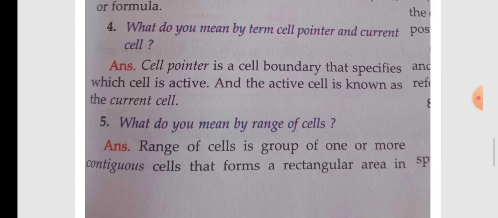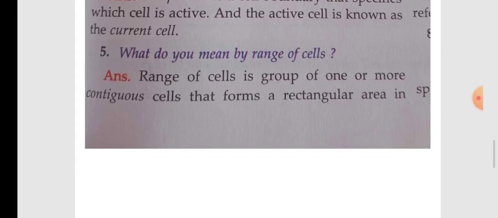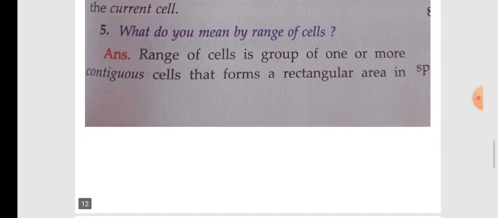Next question is, what do you mean by the range of a cell? So the range of a cell is a group of one or more contiguous cells that forms a rectangular area in a shape, and a range is specified by giving the address of the first cell and the last cell. For example, A5 is a cell, where A is the name of the column and 5 means the fifth row. So A5 is a cell address, colon B10. So B10 is another cell address, and when we separate these two addresses with a colon, it simply means that it is a range.